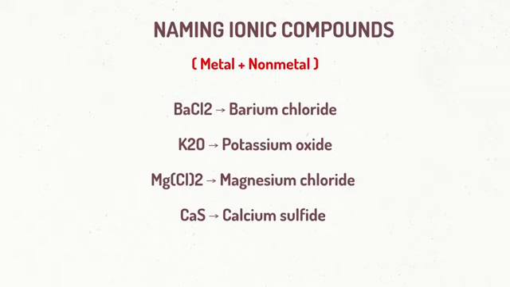On to naming ionic compounds. Ionic compounds usually consist of a metal and a non-metal. The naming rule is name the metal first, then name the non-metal with ide ending. Let's look at some examples. For BaCl2, Ba2+ is barium, Cl- is chloride, so the compound is called barium chloride.